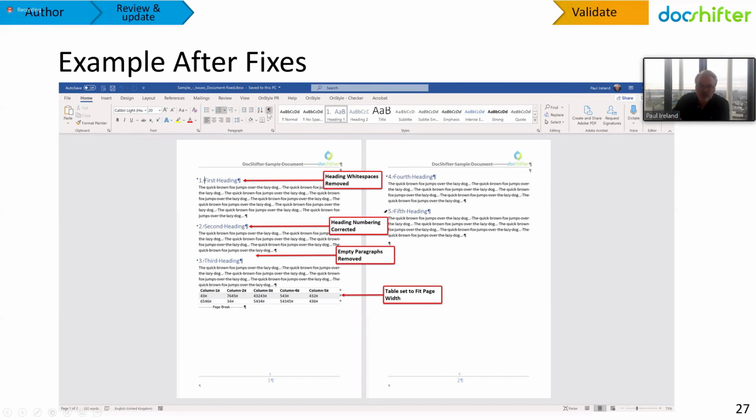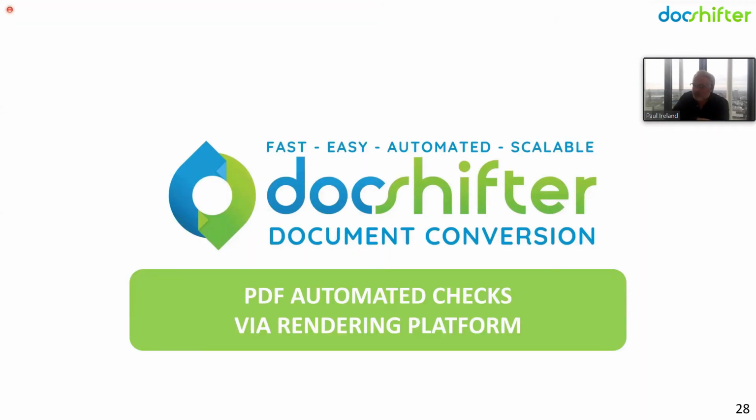So I've just turned paragraph view on, so you can see there's no spaces here after the headings. It's removed the empty paragraphs. It's corrected the heading numbering. It's set the table to fit the page width, for example, as well. Let's then check this document back into my repository. Again, fully automatically.